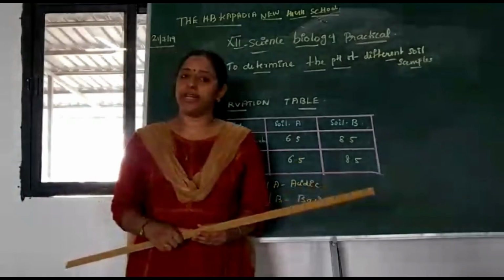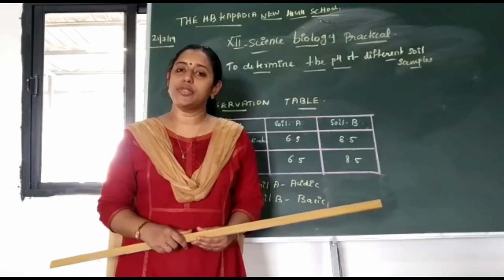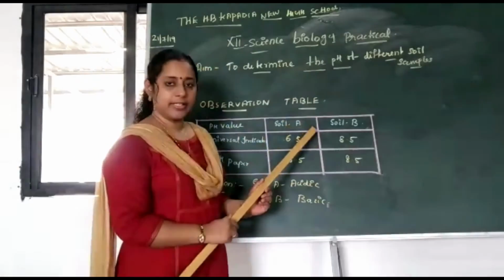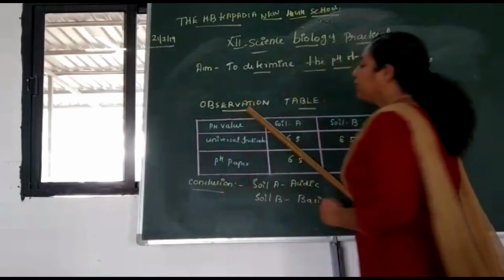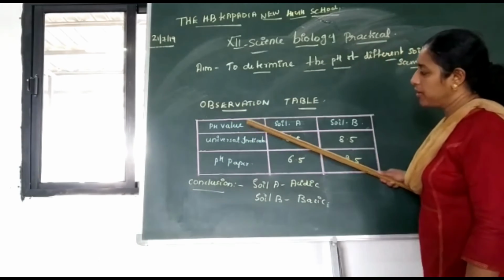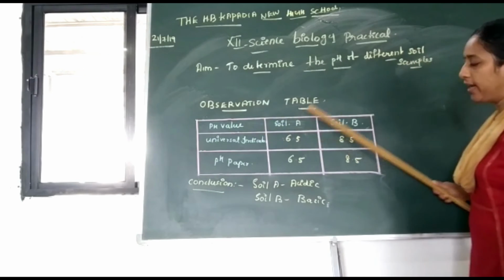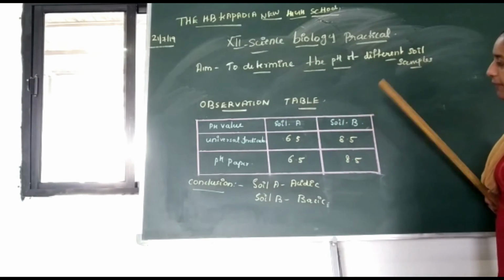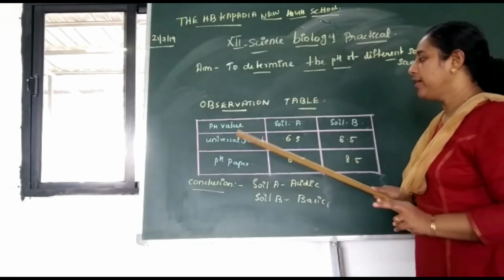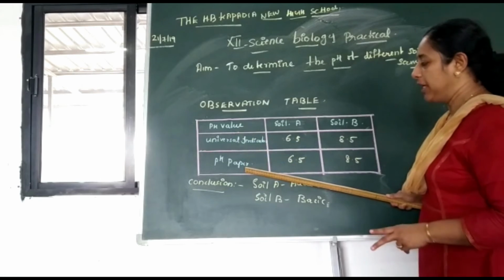So students, we have taken the pH of soil sample A and soil sample B. Now I am going to tell you how to write the observation table. I have drawn the observation table here. Here we can find there are 3 columns. The first one is pH value, second one is soil solution A and the third one is soil solution B. In pH value, as we know, we have to measure pH by 2 methods. First one with the help of universal indicator and the second one with the help of the pH paper.